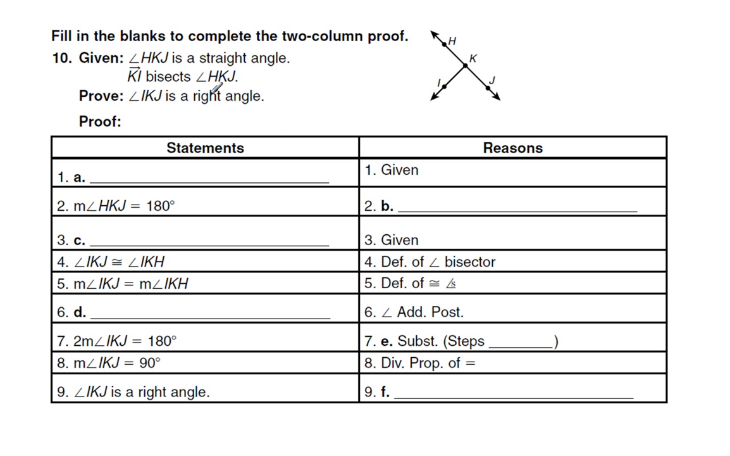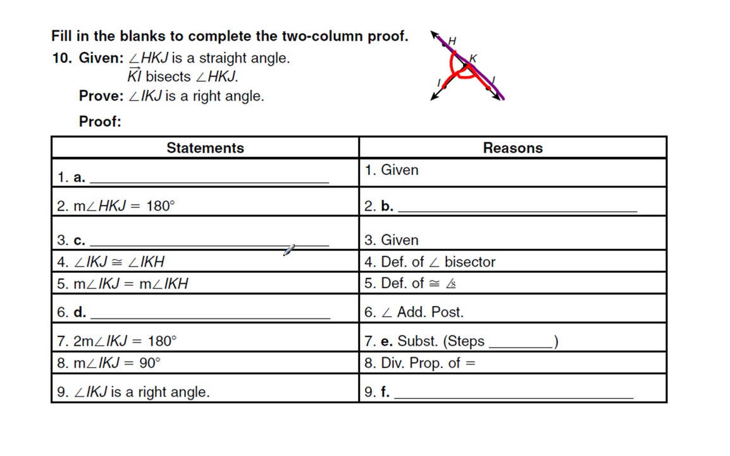Fun. Okay, so fill in the blanks, complete the proof. Angle HKJ is a straight angle because it's on a line, and KI bisects that angle. I want to prove that IKJ is a right angle. This is pretty straightforward. If this is a straight angle, we know this adds up to 180. And if it bisects it, that means this should be the same as this. So if you split 180 right down the middle, that's 90, which means this should be a right angle. Should be.